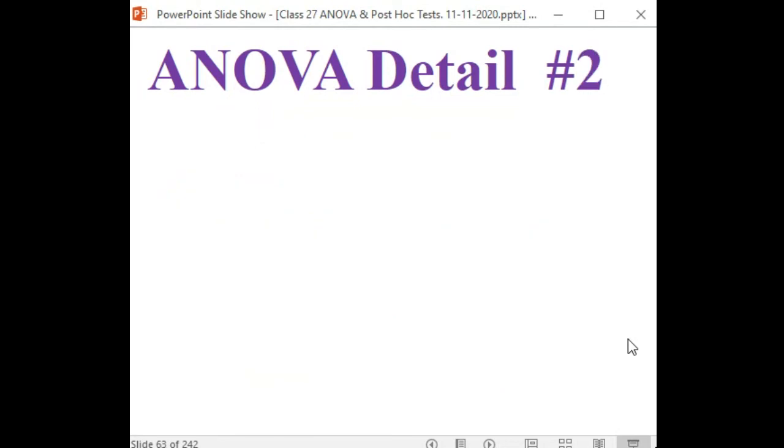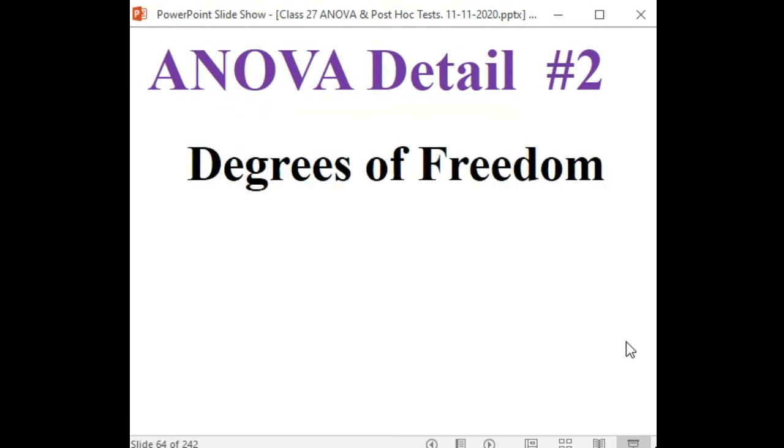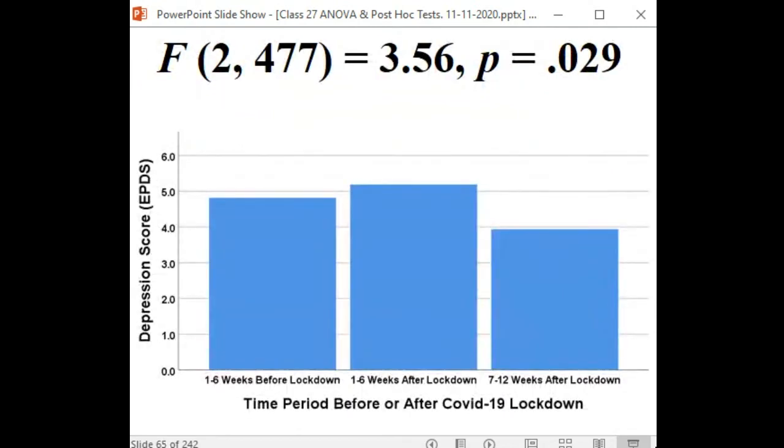Now let's go on to the second detail about ANOVA. This is about something called degrees of freedom. Now, here's one of the bar graphs we've been using as an example. It's the one with three groups of women. And at the top, we see what we saw before, that F is equal to 3.56 and P is equal to 0.029. But maybe you notice these two numbers that are written in parentheses next to F, 2 and 477.